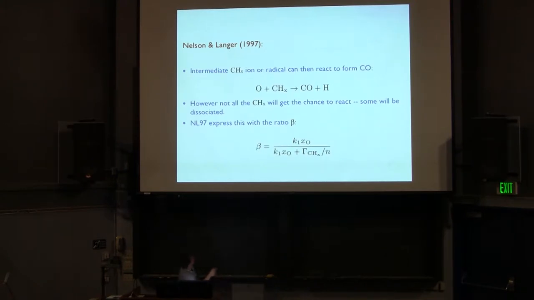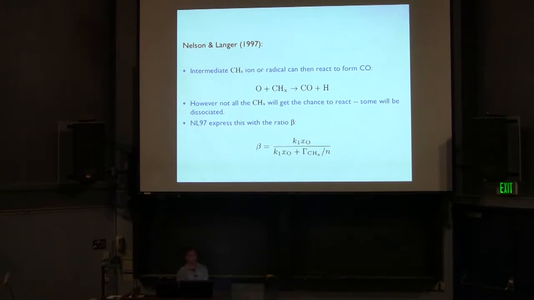So here we have it. Here you have O plus CHX. It'll probably recombine very rapidly. It's not reacting with the ion, it's actually reacting with the radical here, and then you get CO, and then you get the hydrogen. Now the problem is that not all of that CHX is going to be around to react with the oxygen. What can happen is that some of it can get dissociated.